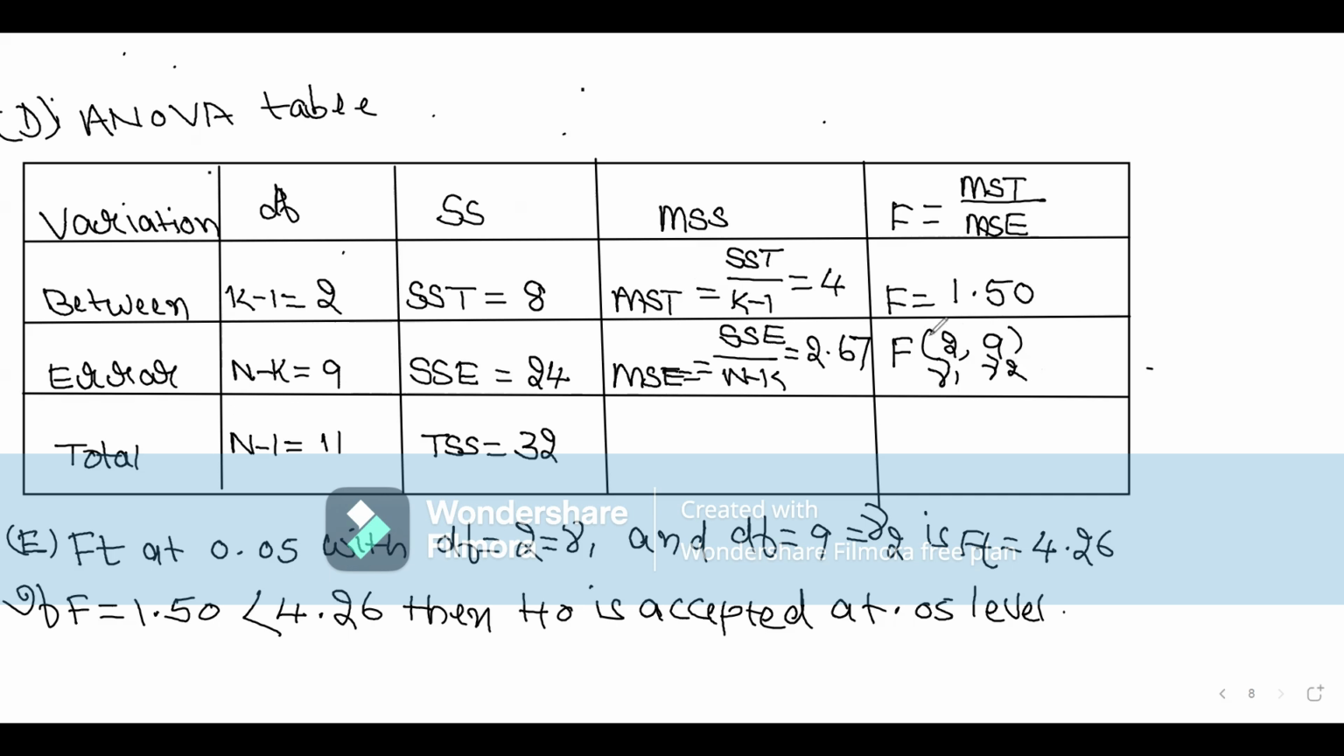And while looking at the table, these values are necessary. Look here, F table at 0.05, meaning the 5% table, with the degrees of freedom. DF equal to 2 means mu1 equal to 2, and degrees of freedom 9 means mu2 equal to 9. In the table you can see 2 and 9.